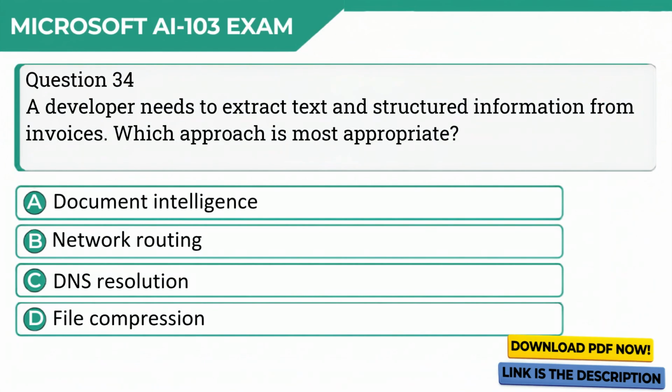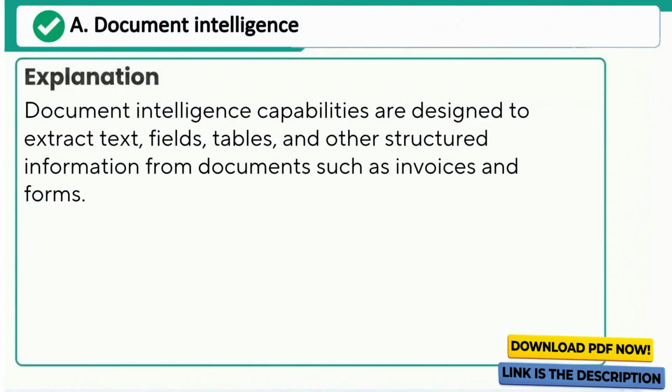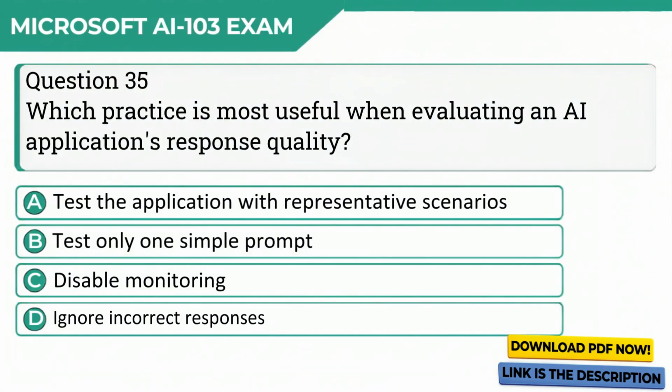Question 34. A developer needs to extract text and structured information from invoices. Which approach is most appropriate? A. Document intelligence. B. Network routing. C. DNS resolution. D. File compression. Correct answer: A. Document intelligence. Explanation. Document intelligence capabilities are designed to extract text, fields, tables, and other structured information from documents such as invoices and forms.